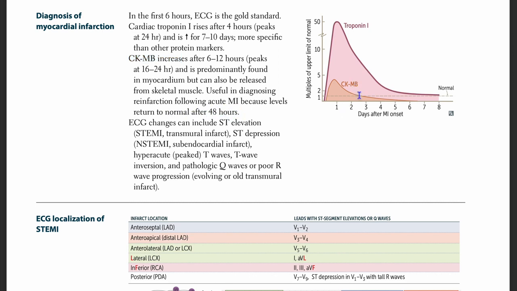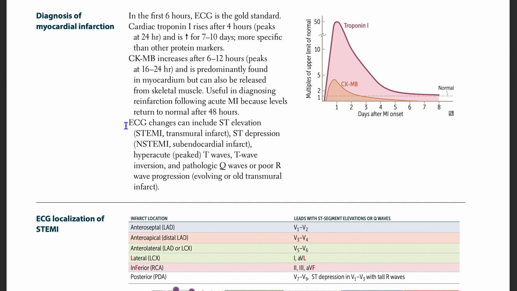So right where that line crosses below the threshold, that's when it starts. Then it's not considered anymore. So if there's another rise after that, that means there's re-infarction. Okay, so troponin, you can detect it up to 10 days. And for CK-MB, you can detect it up to 2 days.